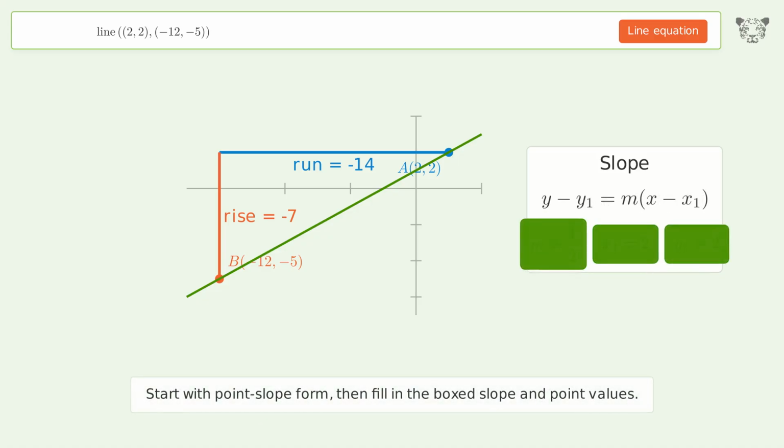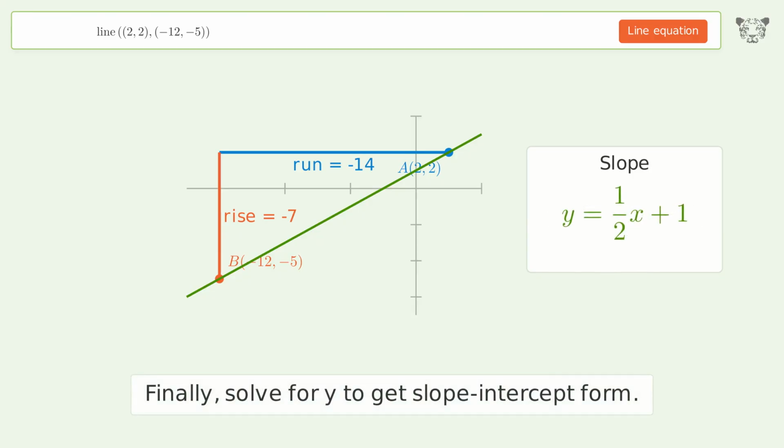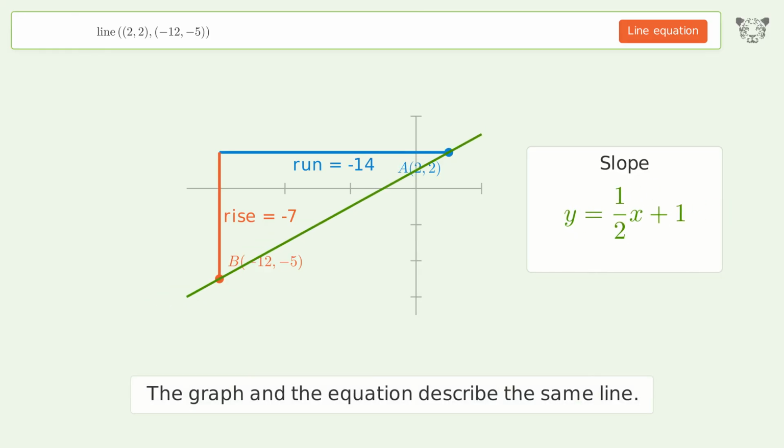Start with point slope form, y minus y1 equals m times x minus x1. Then fill in the boxed values, slope is 1 over 2, x1 is 2, and y1 is 2. That gives the specific point slope equation for this line. Finally, solve for y to get slope intercept form. The graph and the equation describe the same line.